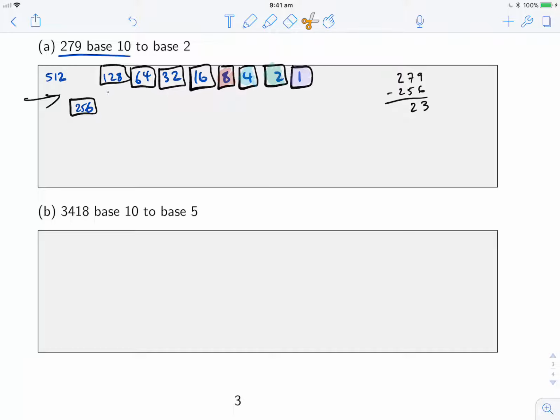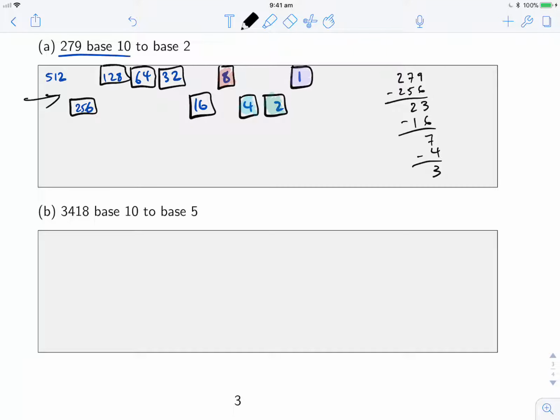And then how do we make up that 23? Well, we don't need the 128. 64 would be too big, 32 would be too big, but a 16 we can use. So now we go 23 minus 16, and this gives us 7. How can we make up the 7? 8 is too big, but we can use a 4. So minus 4 gives us 3. We can then use a 2. So minus 2 gives us 1. And then lastly, we can use the 1. And minus 1 gives us 0.